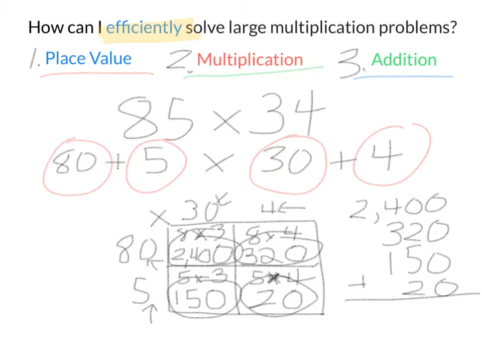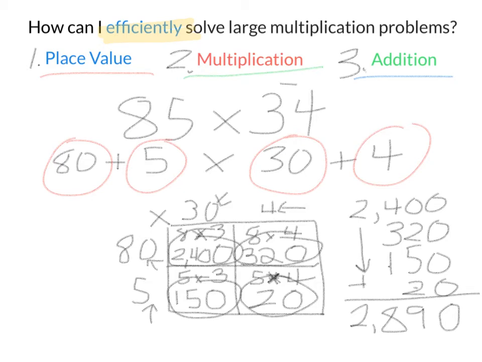0 plus 0 plus 0 plus 0 equals 0. 0 plus 2 equals 2. Plus 5 equals 7. 7 plus 2 equals 9. 4 plus 3 equals 7. Plus 1 more equals 8. And 2 plus nothing at all equals 2.